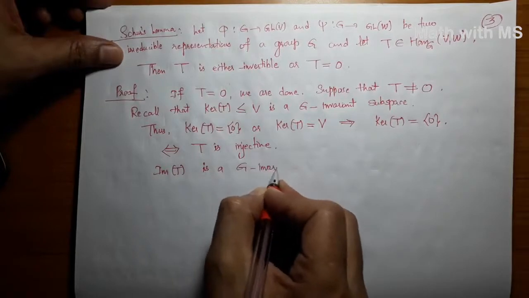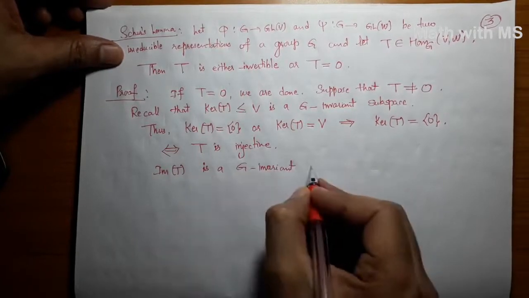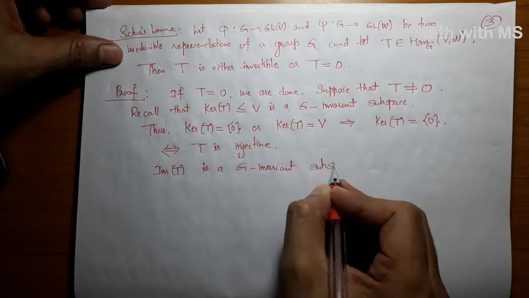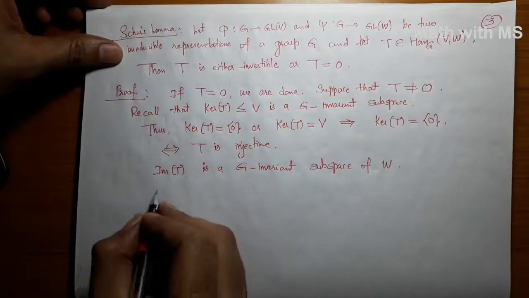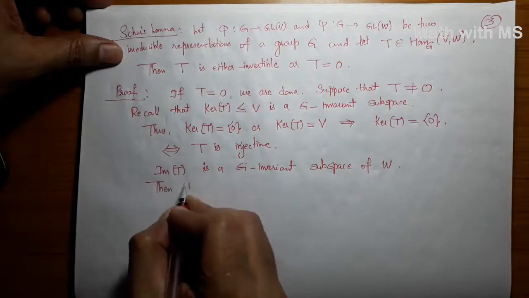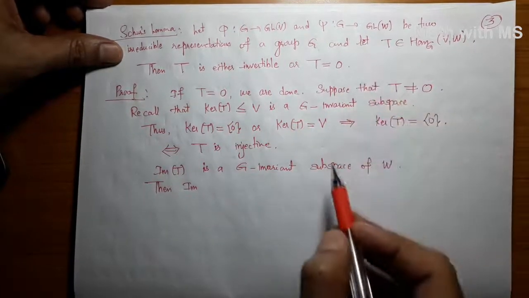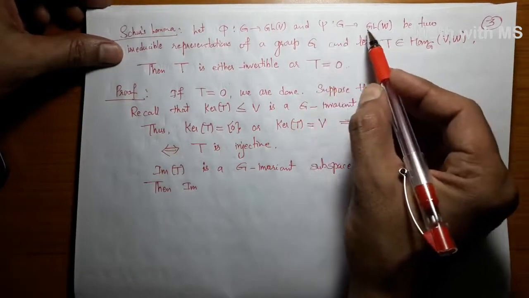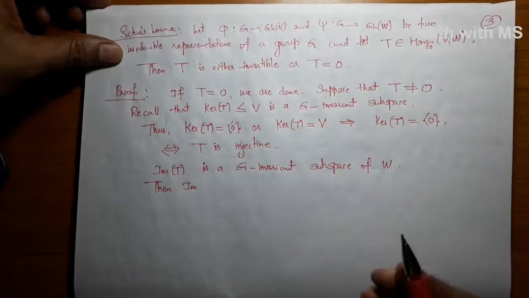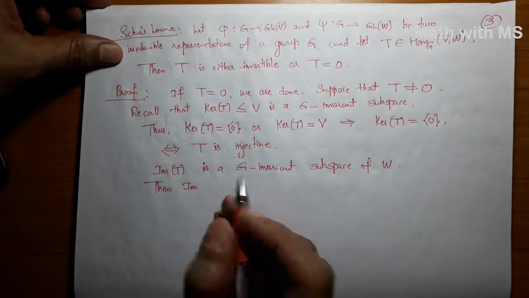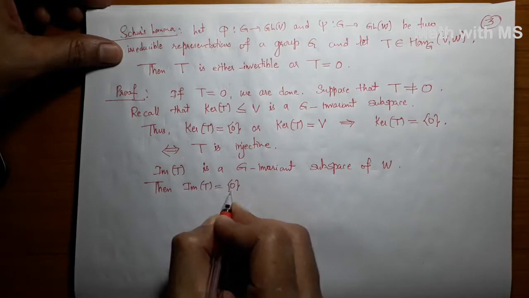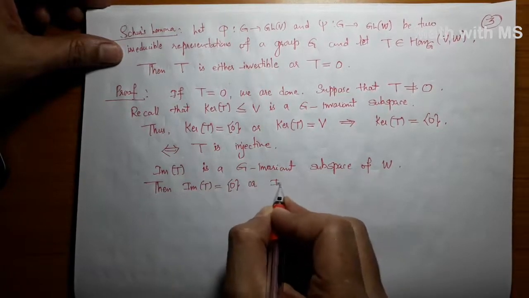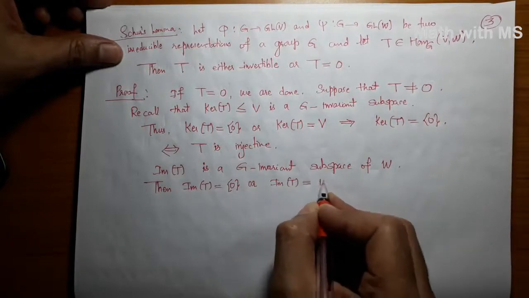Again from the previous proposition, image of T is a G-invariant subspace of W. Okay. Then again, because the representation psi from G to GL(W) is also given to be irreducible, image of T is either 0 or full W. So image of T is either the singleton 0 or image of T is full W.